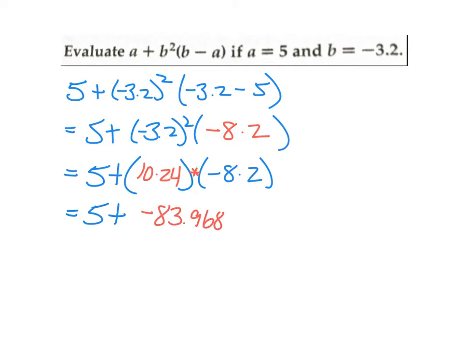And we get negative 83.968. It's not polite to have an addition and a negative right next to each other, so we separate them with the parentheses again. However, we're just going to add a negative number. Adding a negative is the same as subtracting, and 5 minus 83.968 is going to give us an answer of negative 78.968.